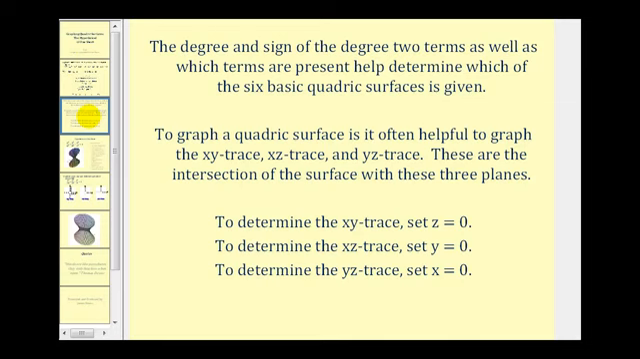So to determine the xy trace, we'll set z to 0. To determine the xz trace, we'll set y equal to 0. And then lastly, to determine the yz trace, we'll set x equal to 0. Once we have these traces, we should be able to make a nice graph of the surface. But in this video, we'll take a look at the surface using Maple.